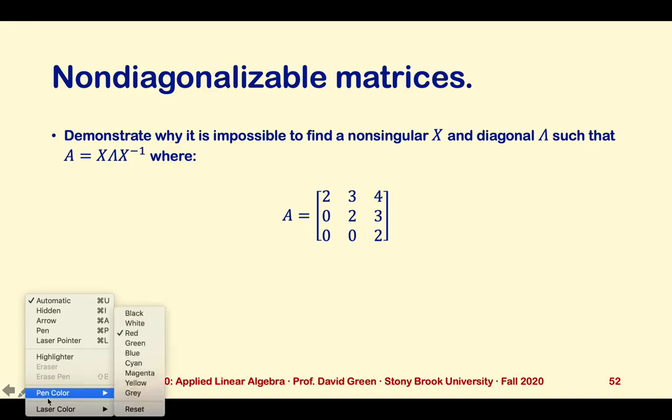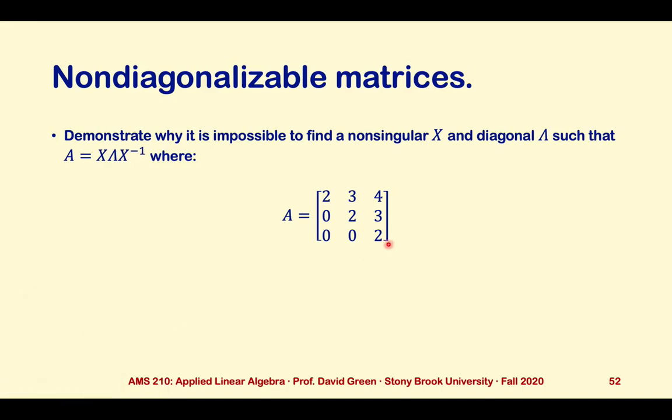Can we demonstrate why, for this particular matrix, shown here, an upper triangular matrix in this case, it is impossible to find a non-singular X and a diagonal lambda such that the eigenvalue decomposition holds true? I recommend that you pause your video, try to work through this problem on your own, and then resume to follow along with the worked solution.